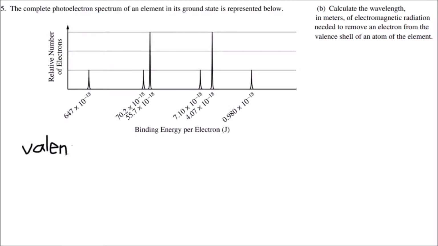Valence electrons are the easiest to remove because they experience less attraction to the nucleus. So we need to find the orbital that requires the least amount of energy to take an electron from, which would be this one right here because it is bound by weaker forces. The question asks us to find the wavelength, which we'll represent with a lambda.